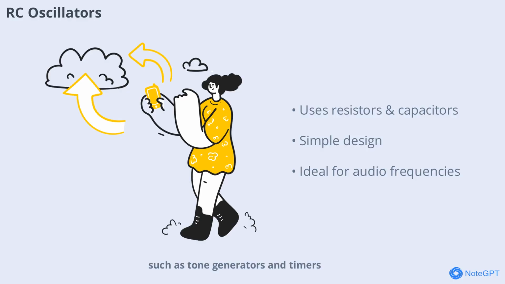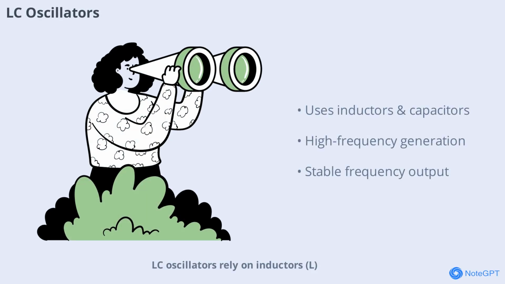generators and timers. LC oscillators rely on inductors (L) and capacitors (C) to generate oscillations, typically at higher frequencies than RC oscillators. They are widely used in radio transmitters and receivers where stable and precise frequency generation is crucial. LC oscillators offer better frequency stability and are a key component in communication systems.